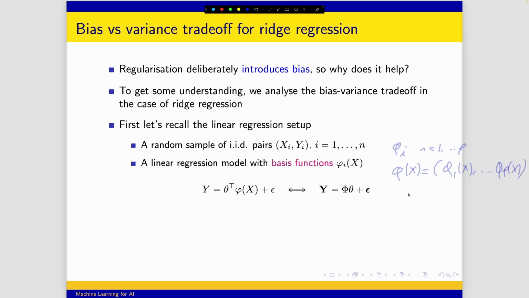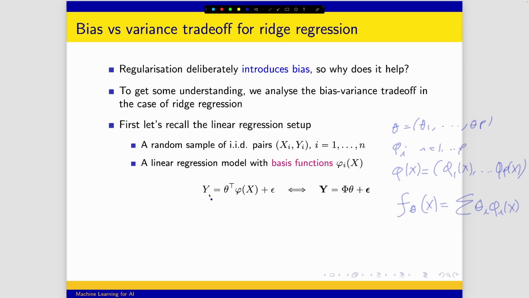And our model is f theta of x equals a linear combination of these with some coefficients theta i, phi i of x. And if I define a vector of these, so if I define theta equals theta 1 to theta p, then this can be written as the dot product of this vector with this, which is what I have here. And then we include some additive noise. So our observable differs from this regression function by some noise epsilon.